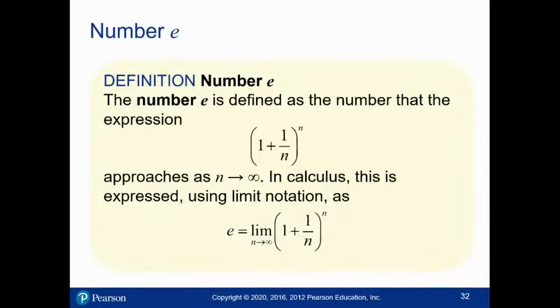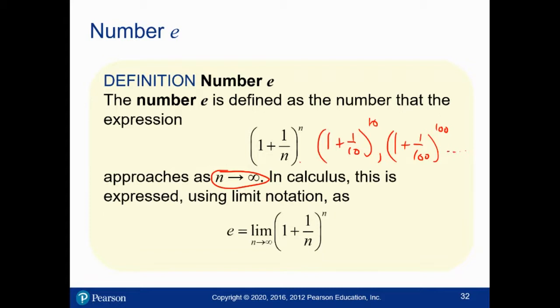So what's the number e? Okay, it's got a kind of weird abstract definition. If you take the expression 1 plus 1 over n to the n and let n get really, really big, you compute 1 plus 1 over 10 and raise it to the 10th. Then you compute 1 plus 1 over 100 and raise it to the 100th.